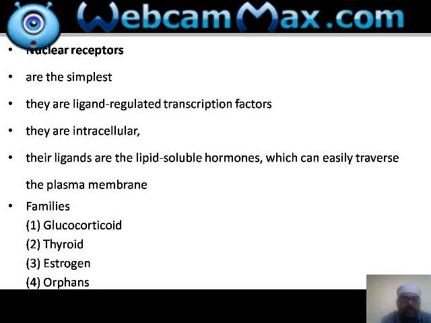So here, when we look into the families to which the nuclear receptors belong, we have the glucocorticoid, then thyroid, then estrogen, and then the orphans. So when we talk about glucocorticoid and estrogen, we are talking about the steroid hormones, and thyroid. Since when we talked about the classification of the steroid hormones, we mentioned what the steroid hormones are. We initially studied the hormone classification, and we talked about these things.